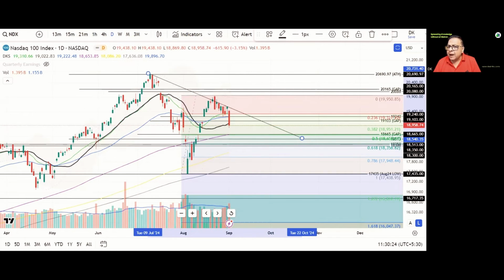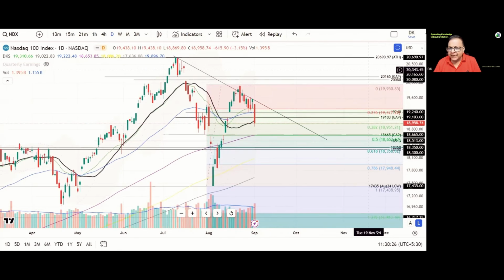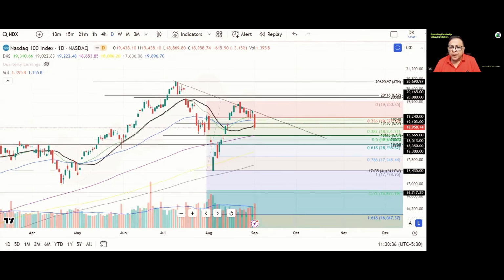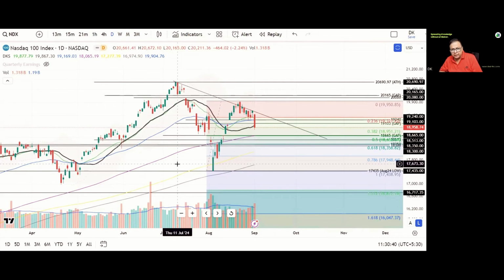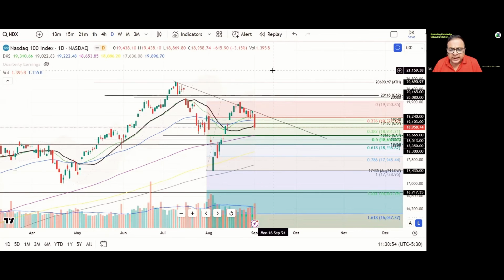So major upside resistance exists at 20,165 because there is an existence of a gap. So as of now, I don't see a very serious kind of market structure. The market is still bullish on short-term basis, intermediate-term basis, and long-term basis. And there is multiple support level, what we have discussed, exists down below. So this is all about S&P 500 Nasdaq 100.